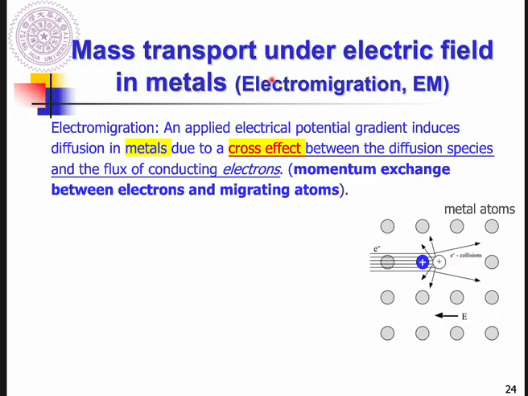So what is electron migration? When you apply the electrical potential gradient, it induces atomic diffusion in metals, due to the cross effect between the diffusion of species and the flux of the conducting electrons, through momentum exchange between the electron flow and the metal ions here.